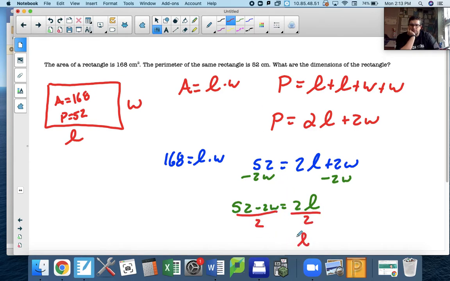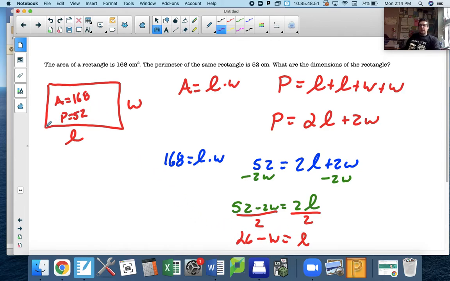Divide by 2. Oops. And I'm going to pause right here. This statement right here, 26 minus W equals L.